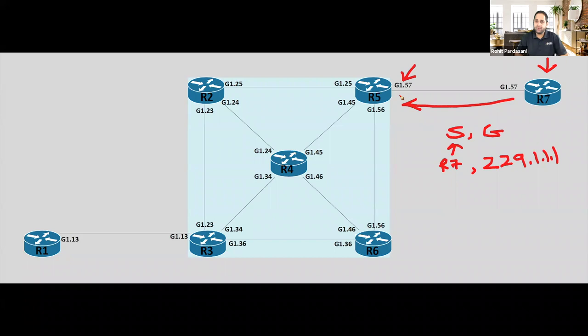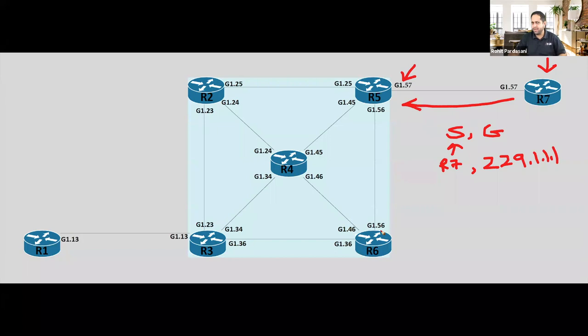And PIM would do an RPF check against his routing table. Now, one thing that you must always remember, that's the key point for multicast: PIM and IGP work hand in hand. PIM always takes the path of the IGP by default. So if your PIM path and your IGP path are the same, then you will never have a problem in multicast. But if your PIM path and your IGP path are different, then you would definitely have a problem in multicast. I'll explain that a bit in a few minutes, how that happens.